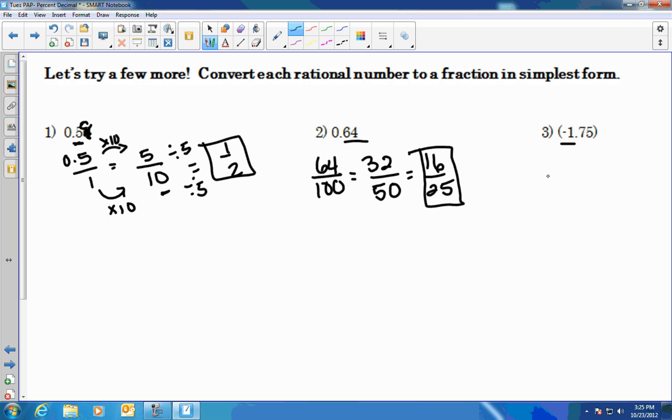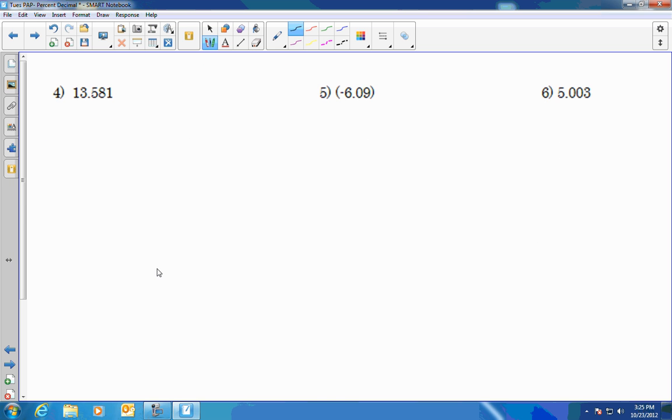Notice this one has a whole number in front, or an integer number in front. So -1 just hangs out front. I don't need to worry about converting that one. This is what I need to worry about. And as we talked about on our first example, this is 75 hundredths, which of course reduces to 3/4. Got a few more. So again, the whole number just stays a whole number.